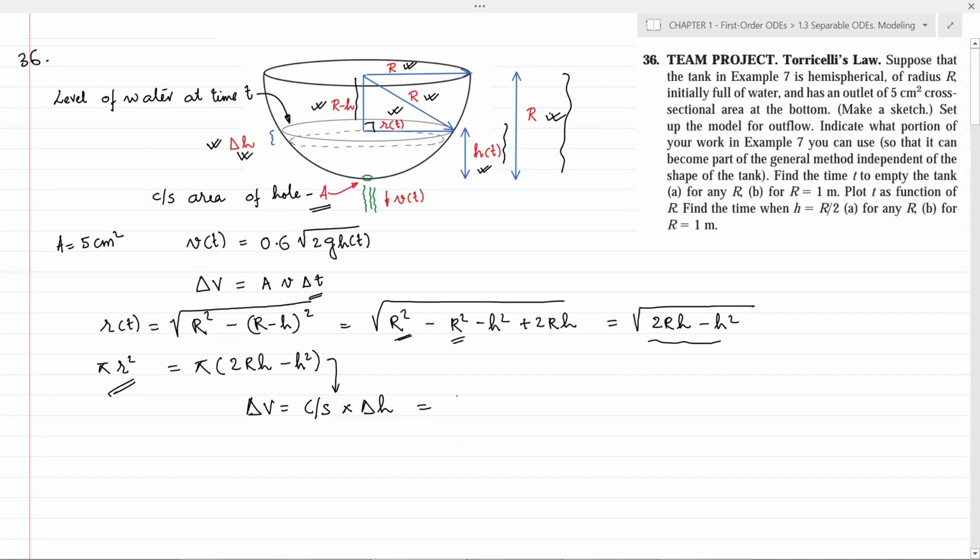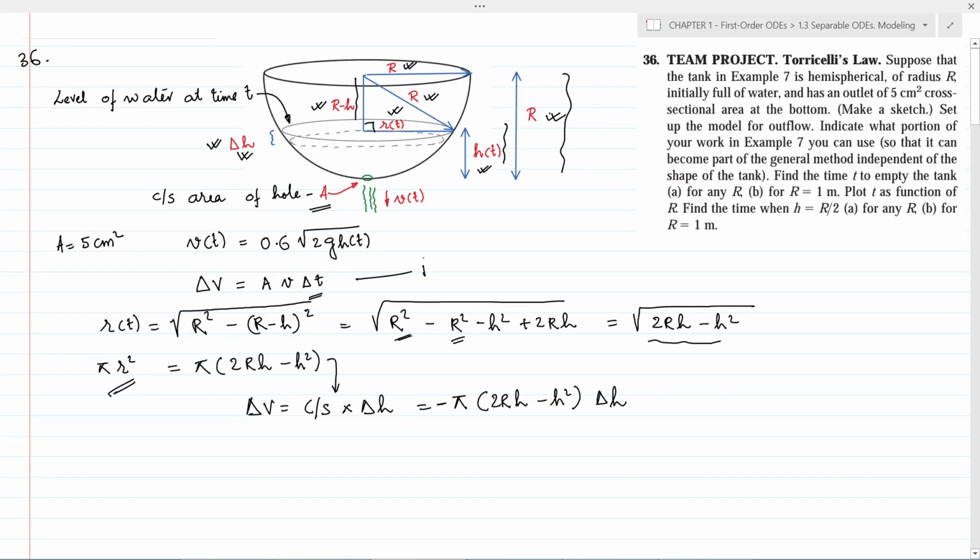So, this can be written as pi (2Rh minus h squared) multiplied by delta h. Now, we have to use a negative symbol here, because as we have seen in the example, the height of the water is decreasing with time.